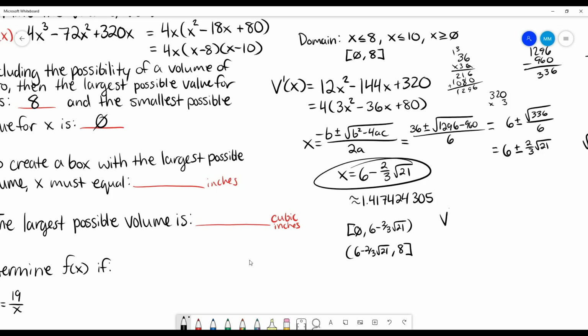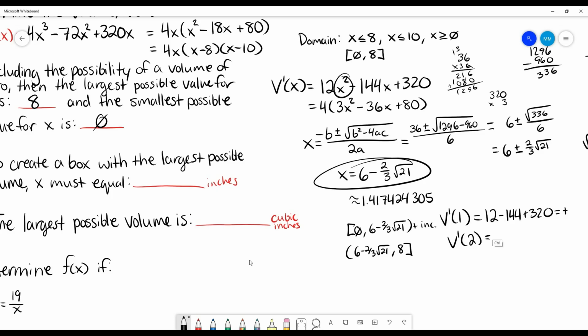So v prime of 1, and here's my v prime up here, so I'm just going to plug that in. It's going to be 12 minus 144 plus 320. I can see that my positives clearly outweigh that negative, so it's going to be positive, which is increasing. And then a value between this and 8 is 2. 2 is a good one.